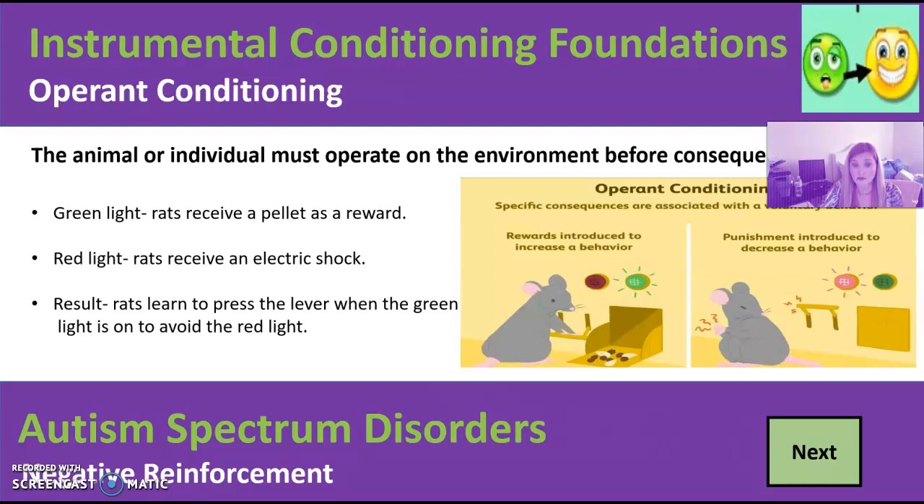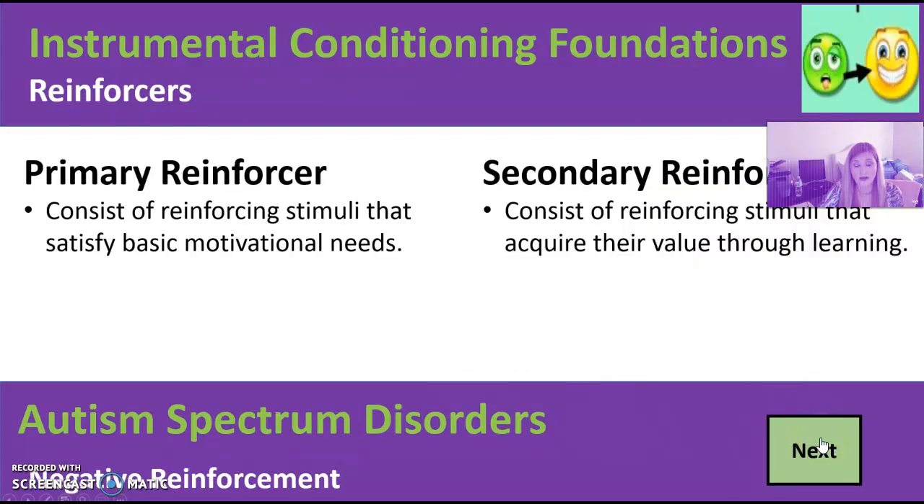Rewards are introduced to increase a behavior, and punishment is introduced to decrease a behavior. The end result is rats learn to press the lever when the green light is on to avoid the red light. Now we're going to talk about reinforcers of the operative conditioning. The first one is a primary reinforcer that consists of reinforcing stimuli that satisfies basic motivational needs. The second reinforcer consists of reinforcing stimuli that acquire their value through learning.